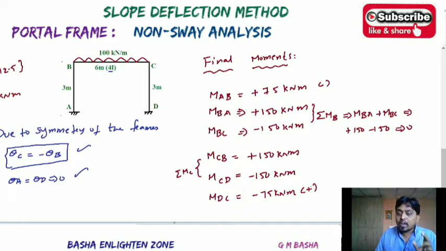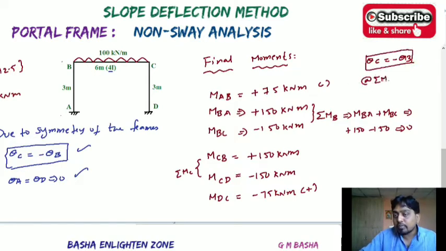For this one, what we have to consider, due to the symmetric condition, always remember theta C will be equal to minus theta B. Based on the symmetrical condition, after solving these three equations, the sum of the moments at a particular joint will be equal to 0. Based on that condition, you can solve these three equations. So first find out the slope EI theta B, and then you can take down the remaining final moments as they are. So this is one way.